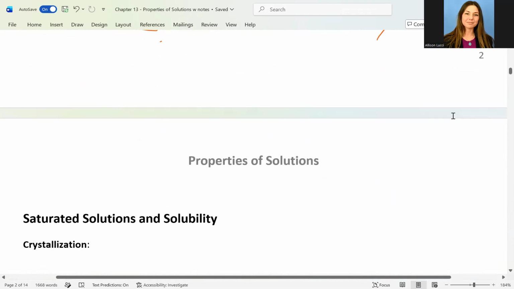So we'll continue with our discussion in the next section about saturated solutions and solubility.